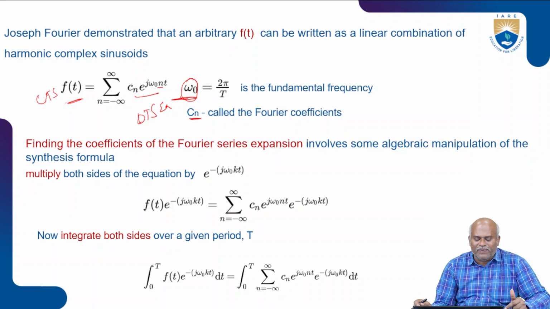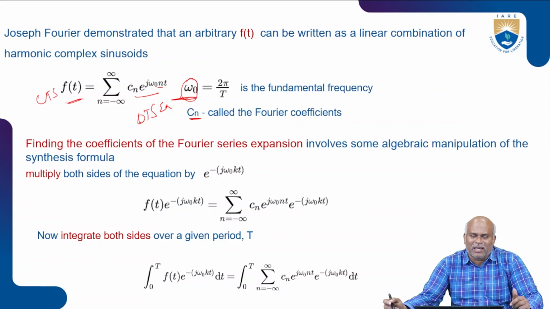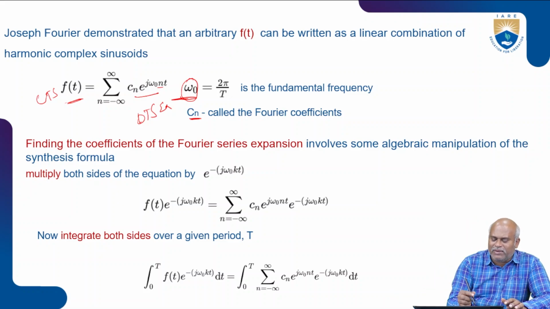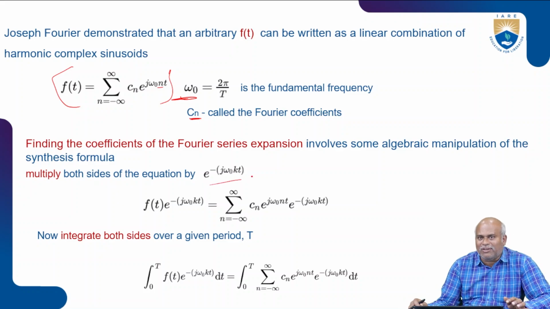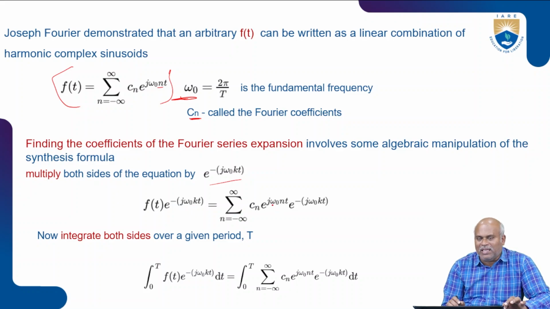Now we need to find the coefficient of the Fourier series expansion, which involves some algebraic manipulation of the synthesis formula. So now we multiply both sides of the equation by e power minus j omega 0 kt. To take the exponential of this condition, we multiply both sides by e power minus j omega 0 kt. Now f of t e power minus j omega 0 kt is equal to summation of n equal to minus infinity to infinity c of n e power j omega 0 n t e power minus j omega 0 kt.